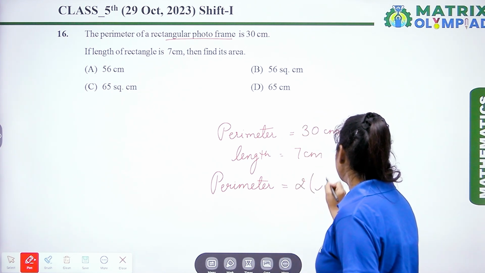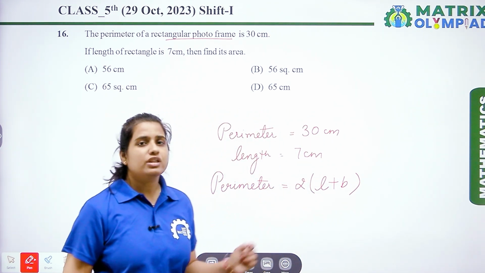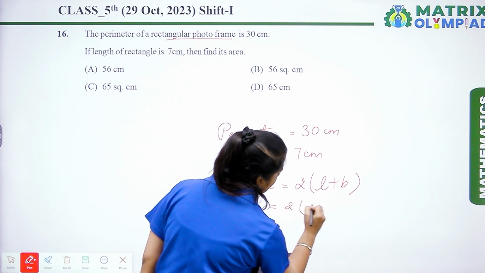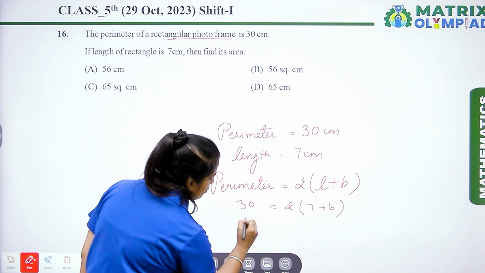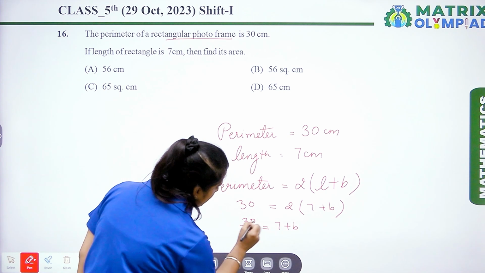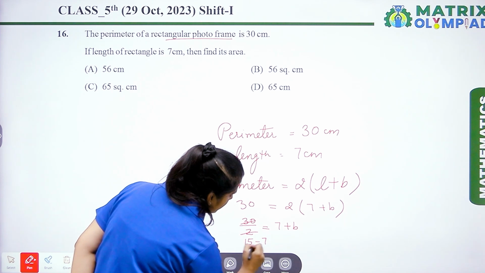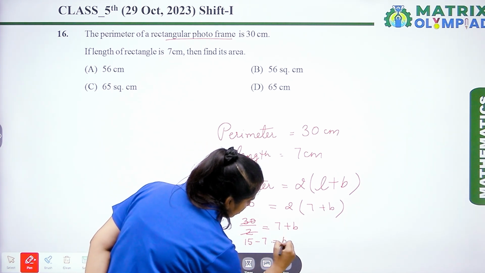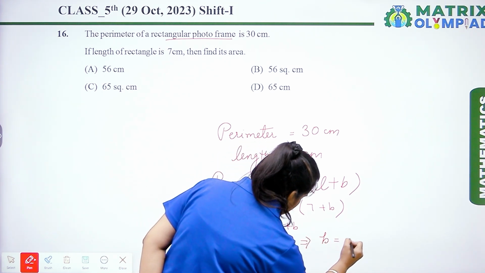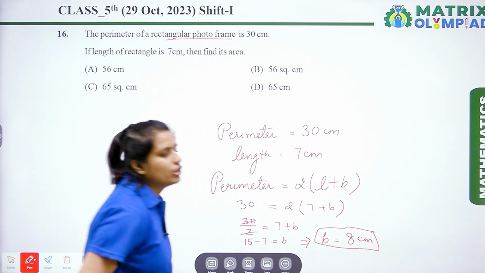that is 2 into L plus B. Now we are going to place the values in this formula. Now here perimeter is 30, 2 into 7 plus B. So here let's divide 30 divided by 2, that is equal to 7 plus B. After cancellation we get 15 minus 7, that is equal to B. So here breadth is equal to 8 centimeter. So we get the breadth.